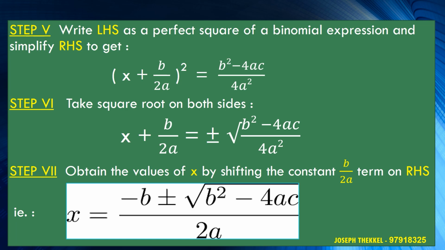x plus b by 2a equal to plus or minus square root of (b squared minus 4ac) divided by 4a square. Step 7. Obtain the values of x by shifting the constant b by 2a term on right hand side, that is x equal to minus b plus or minus square root of b squared minus 4ac divided by 2a.